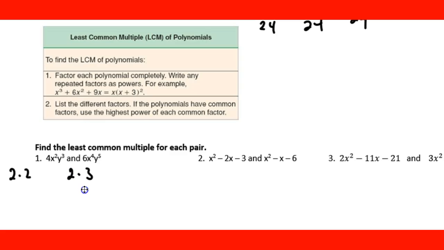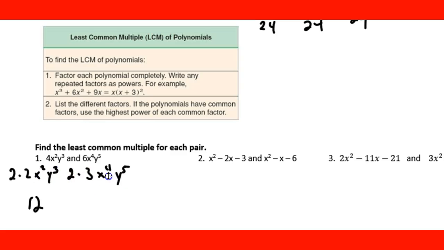And then right here we have x squared, y cubed. Right here I have x to the 4th, y to the 5th. For the least common multiple, when we look at 4 and 6, the least common multiple they have in common is 12. And then you take the largest exponent.